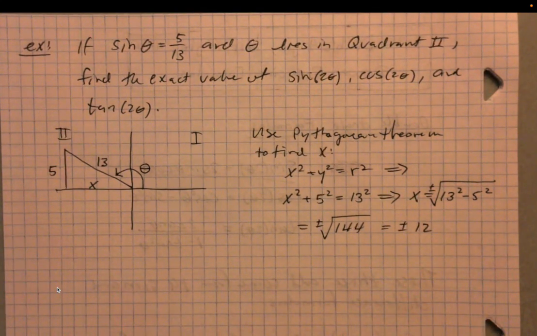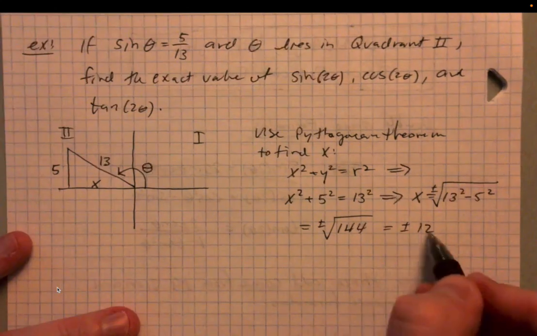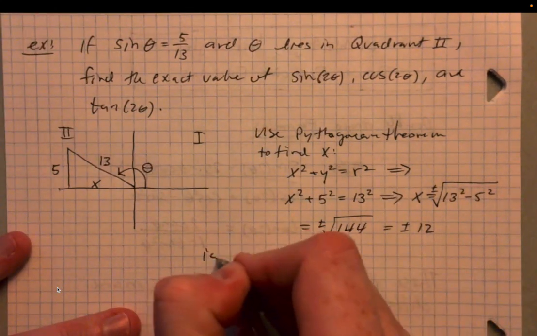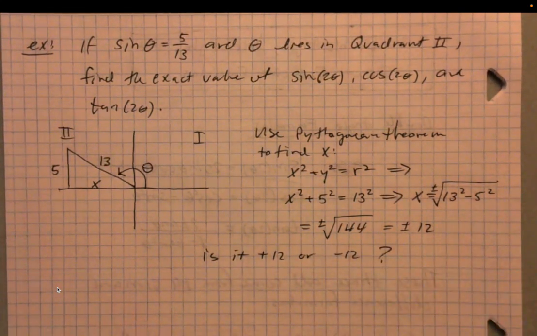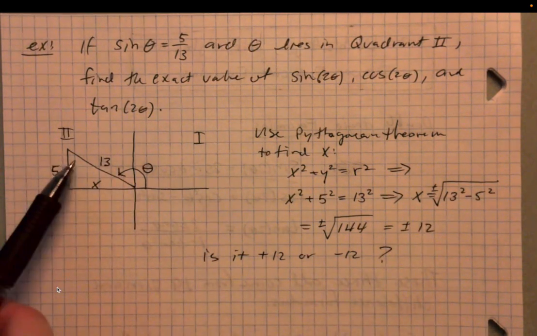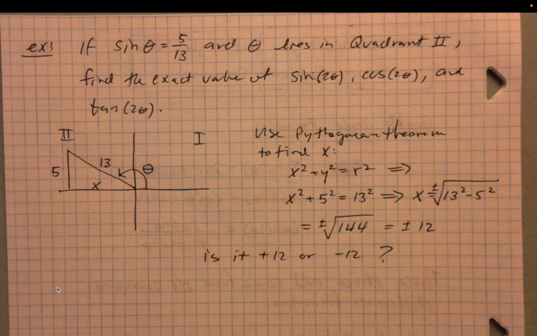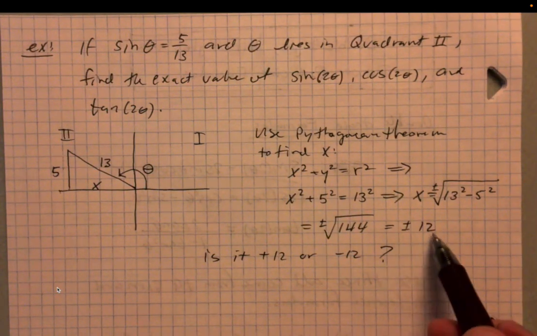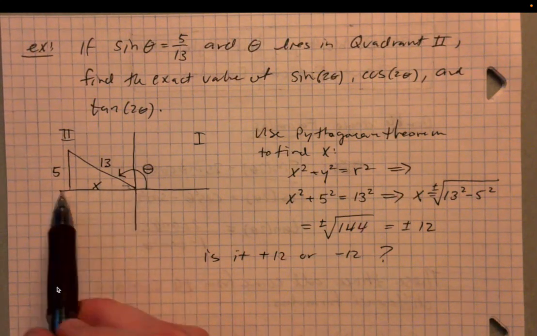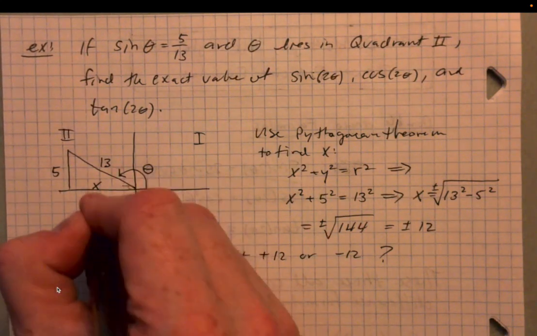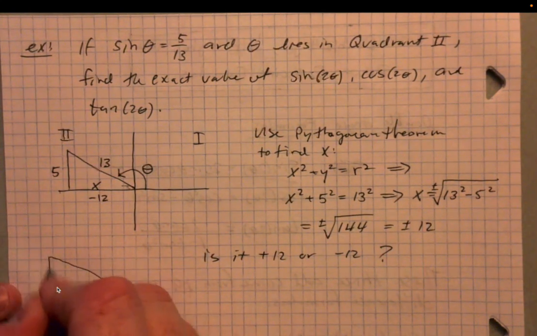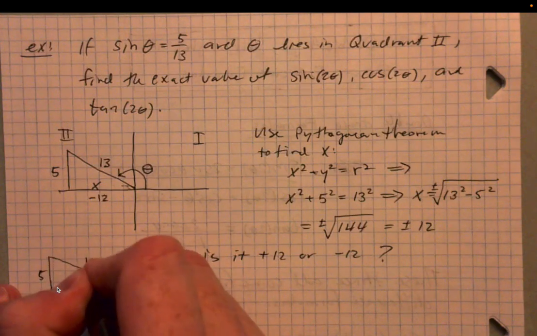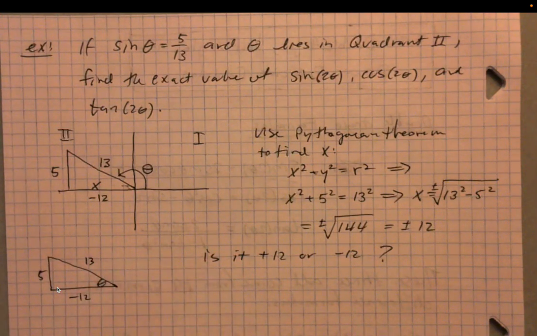So which one is it? Is it plus 12 or negative 12? Well, it's got to be negative, and that's the key here: we're in the second quadrant. We know the x value is negative in the second quadrant, so this is negative 12. Okay, and so now we've got our triangle. It's a 5, 13, negative 12 triangle, and we'll write it like that.